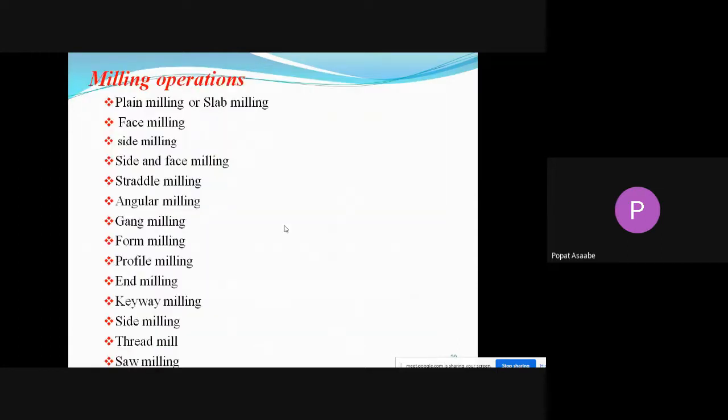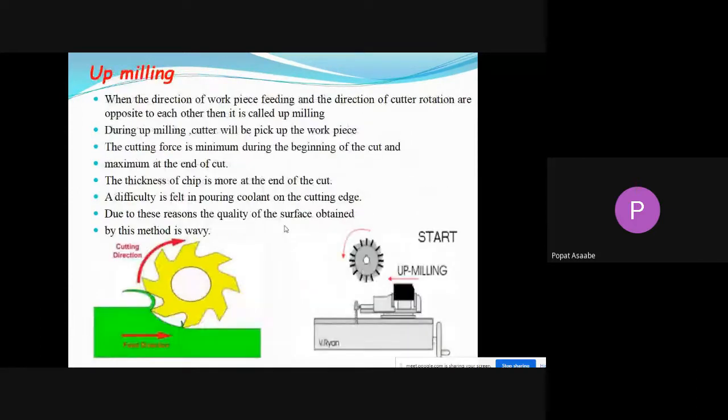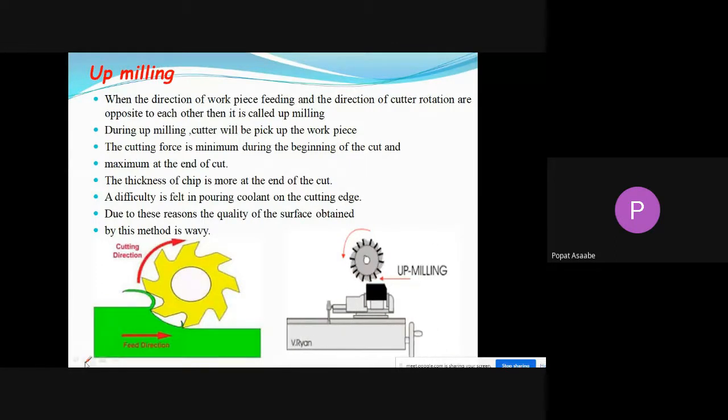First, I will summarize the points we already discussed. In the last lecture we covered up milling and down milling. What is meant by up milling? Up milling is nothing but when the direction of the cutter and the direction of the workpiece are opposite to each other, then it is called up milling.